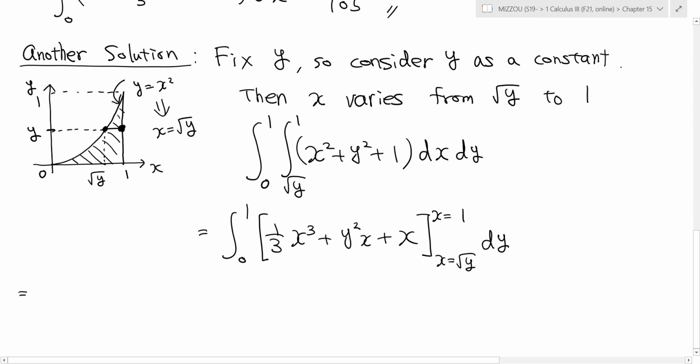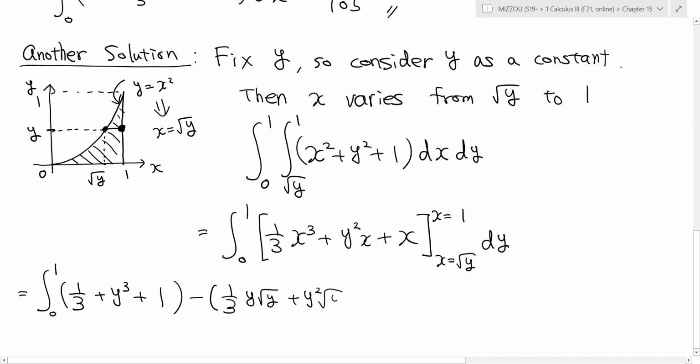And then this becomes, if you work this out, a little bit more complicated than the previous case. Plus 1, if you plug in 1, then minus 1/3 y root y plus y cubed root y plus root y dy. And in principle, you could work this out. I'm not going to do the details, but you are supposed to get the same answer as before, namely 61 over 105. Okay.